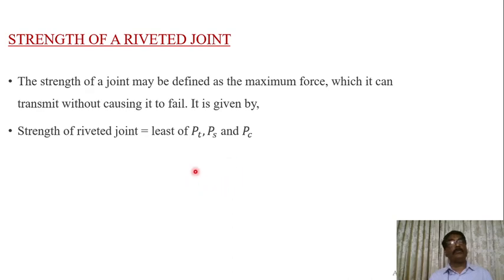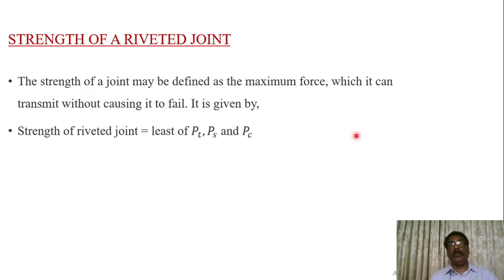Now coming to the strength of a riveted joint. The strength of a riveted joint may be defined as the maximum force which it can transmit without causing it to fail. So the strength of a riveted joint is the maximum force transmitted by a joint without failure. Usually it is given by the least of PT, PS and PC. In the last slide, we studied what PT, PS and PC are. PT is the tearing resistance, PS is the shearing resistance, and PC is the crushing resistance. Now the least value out of these three is the strength of a given joint.